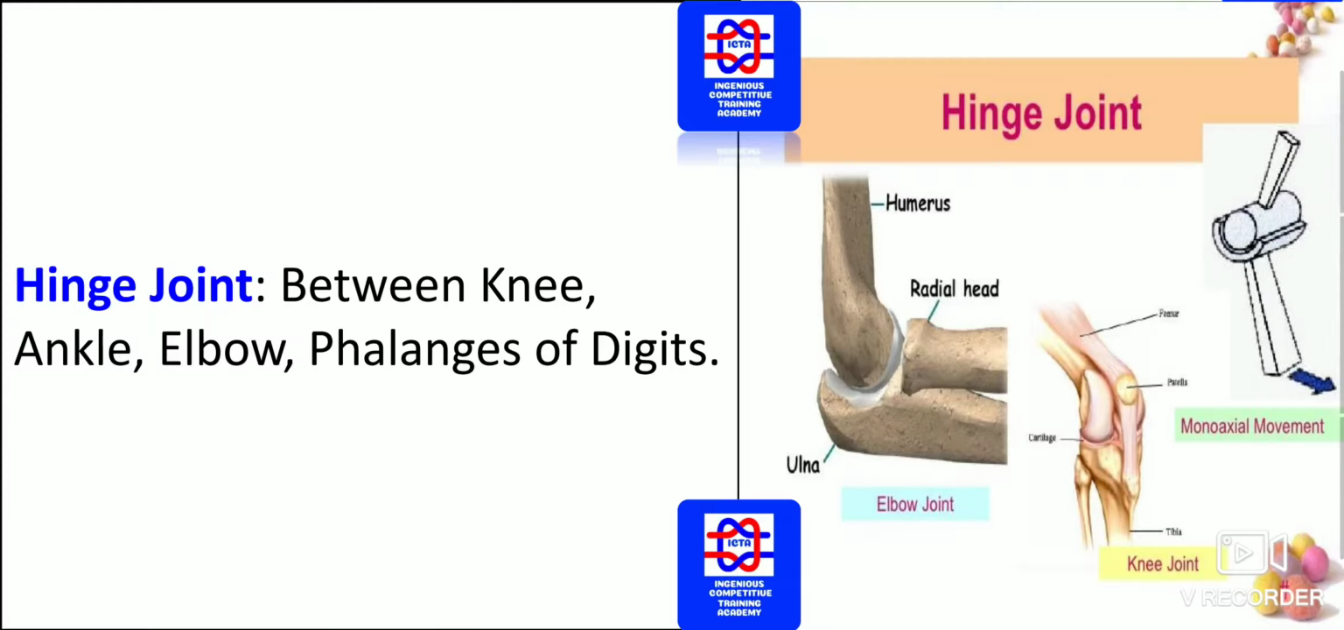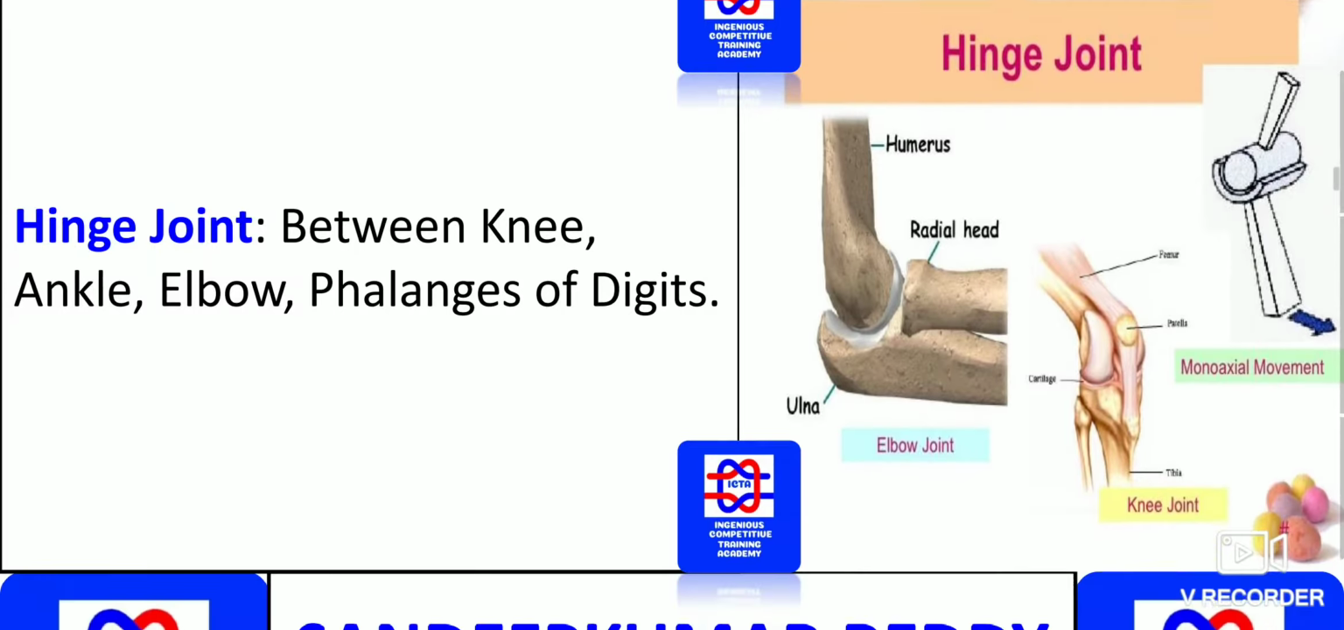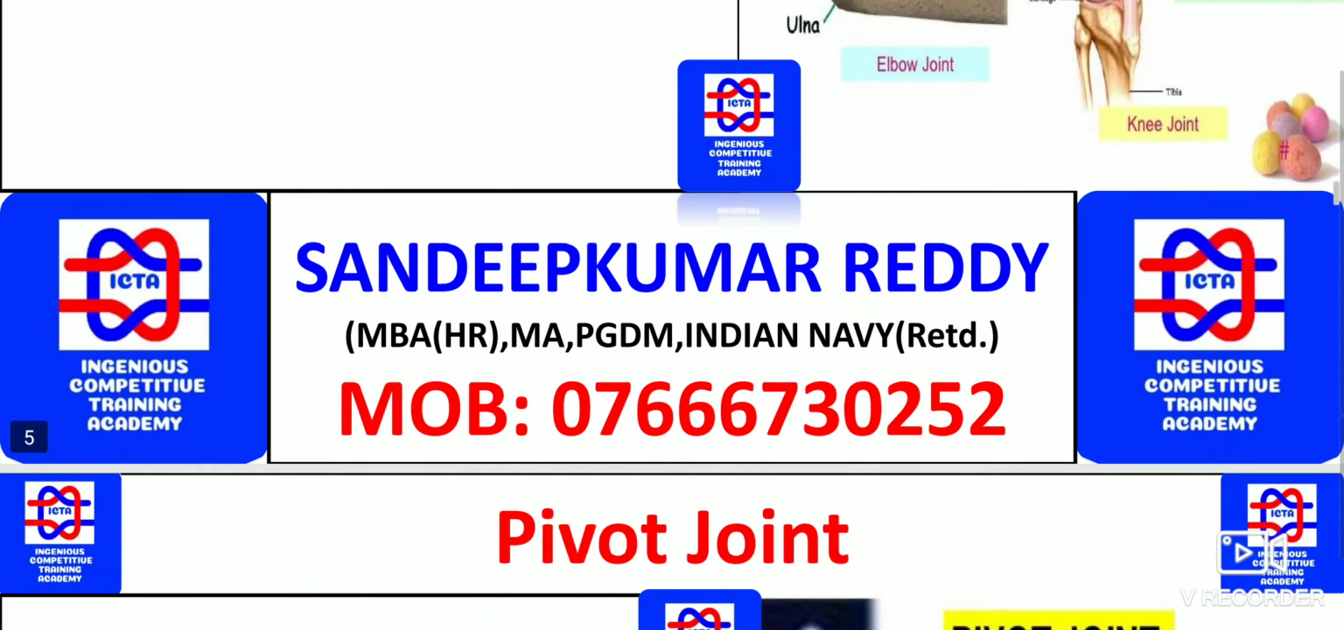Next we have the hinge joint. These types of joints occur in the knee, ankle and elbow. Please go through how the monoaxial movement takes place here. As you can see, the knee joint as well as the elbow joint, which exists between the ulna and humerus, and you can see the radial head over here. So the hinge joint is between the knee, ankle and elbow, with monoaxial movement.